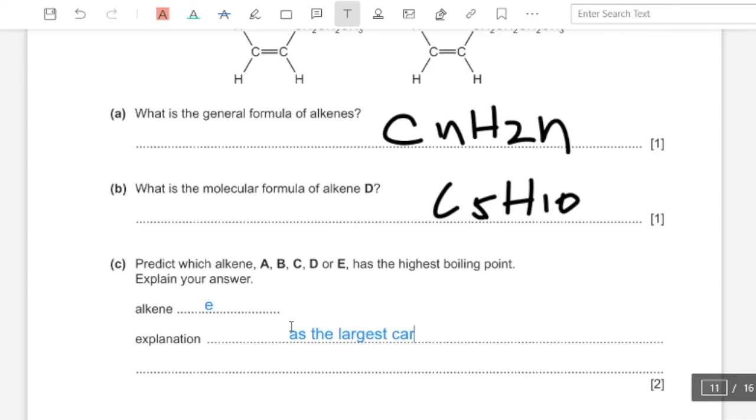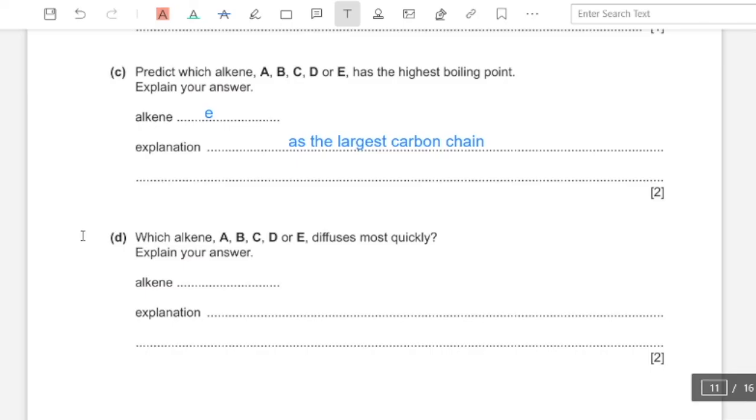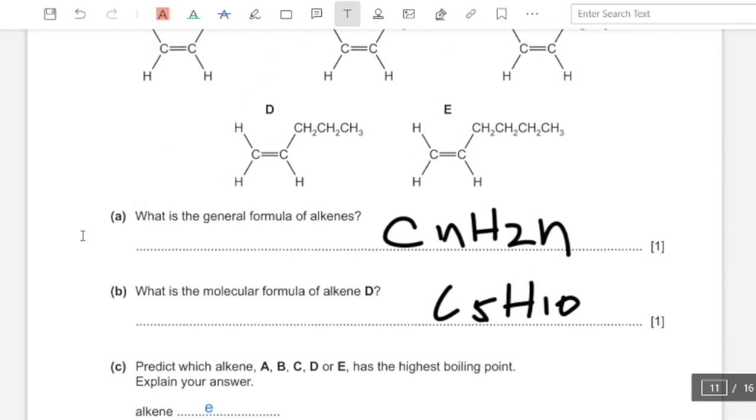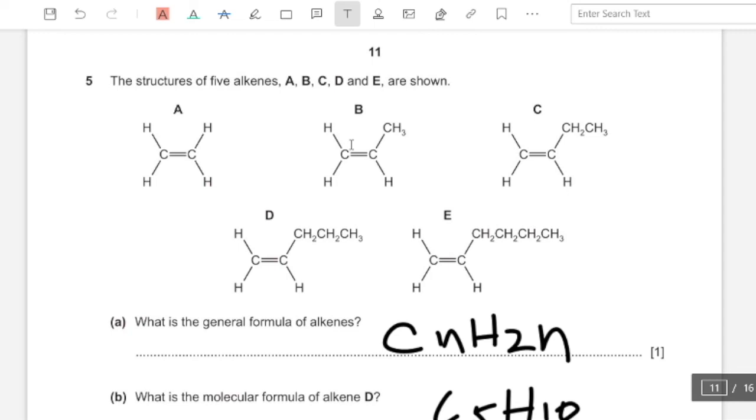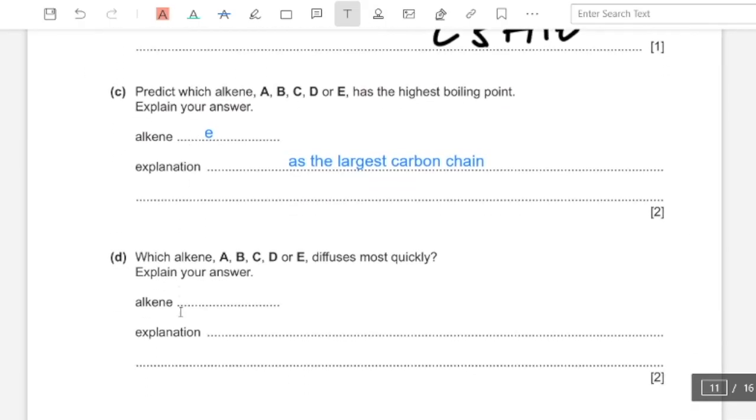Alright. Part D, which alkene A, B, C, D, or E diffuses most quickly? Explain your answer. Alright. So in diffusion, we need to see which of these alkenes is going to be moving with the most ease. That is, which of these is going to be the lightest, and that is A, because it has the lowest Mr, or the lowest weight.